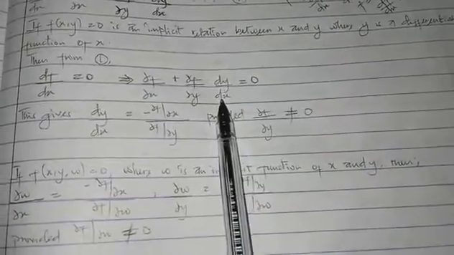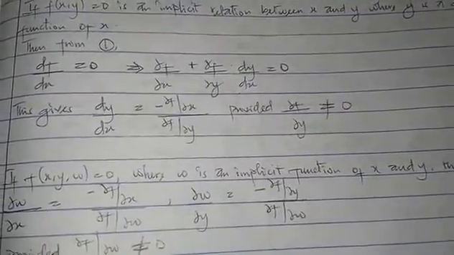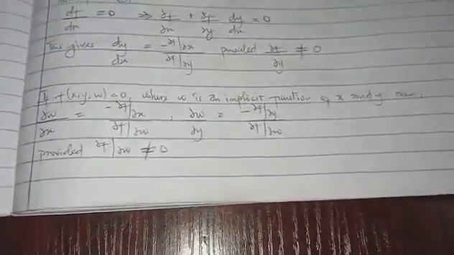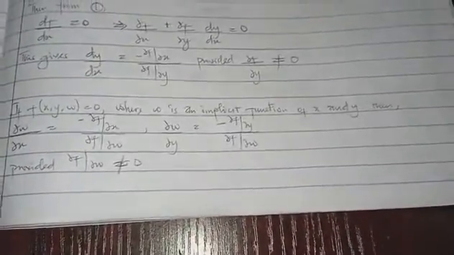Make this the subject of the formula. Partial f over partial x is going to go over to the other side, so it's going to become minus partial f over partial x. Divide both sides by partial f over partial y. So your dy over dx is equal to minus partial f over partial x all over partial f over partial y, provided partial f over partial y is not equal to 0.